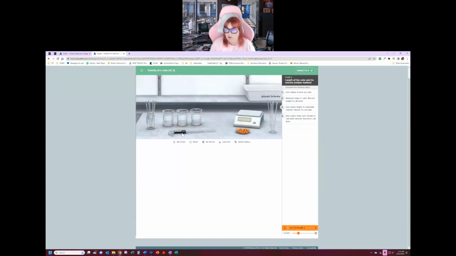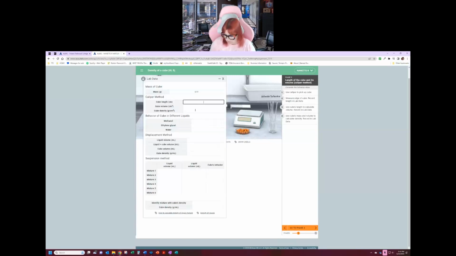It says use the caliper to pick up the cube. So I pick up my caliper, I pick up a cube, I measure the edge of the cube and record the length in the data, and it's 1.000. So I say, okay, 1.000, and I write down all of the decimals that were present there.